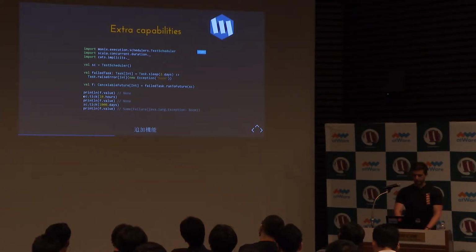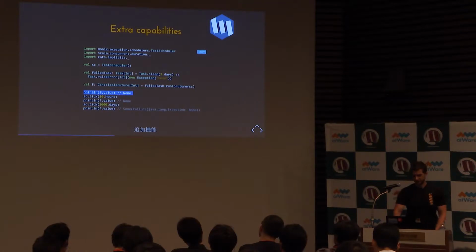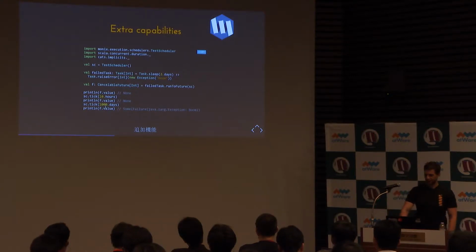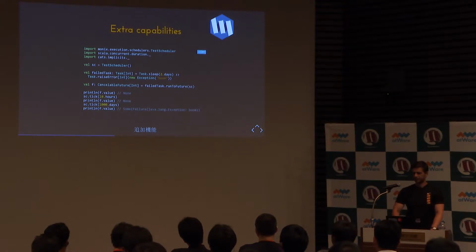And here we can see how we can use such a scheduler. We can use value on the future to see if it's completed, and it's not because it needs to spend 2 days. We can, for instance, tick 10 hours and it's still not there, or we can tick 1,000 days and there we will have the result. Of course, this code won't run for 1,000 days. It will just happen right away. And there are more things like specifying the execution model, some tracing, and stuff like this.